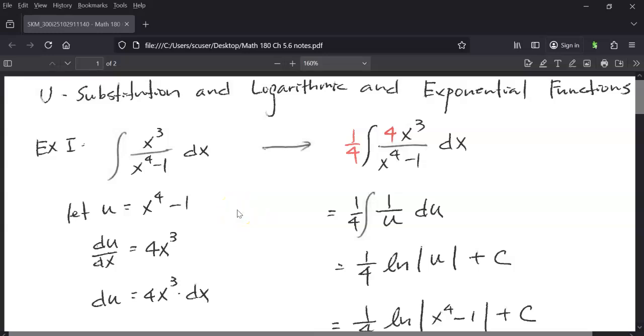Using u substitution to work with log and exponential functions. Example 1, integration of x cubed divided by x to the fourth minus 1 dx. Now we're going to use u substitution.